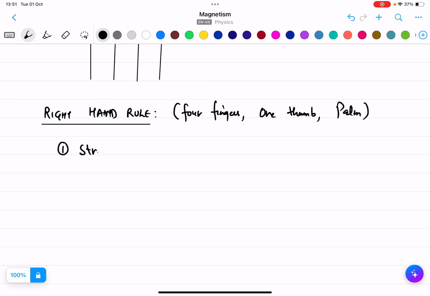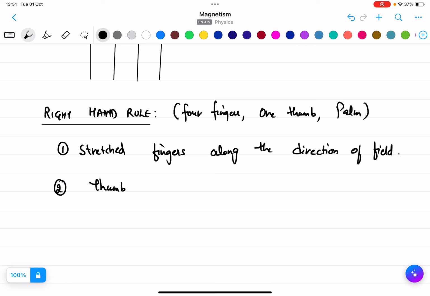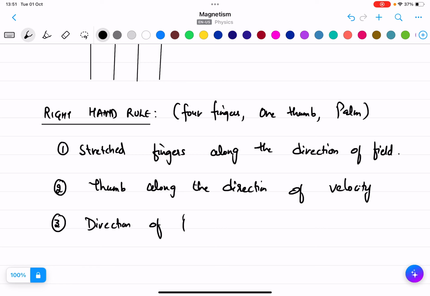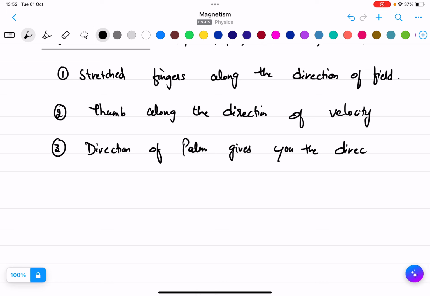So first, stretched fingers along the direction of field. Second, thumb along the direction of velocity. And third, direction of palm gives you the direction of magnetic force.